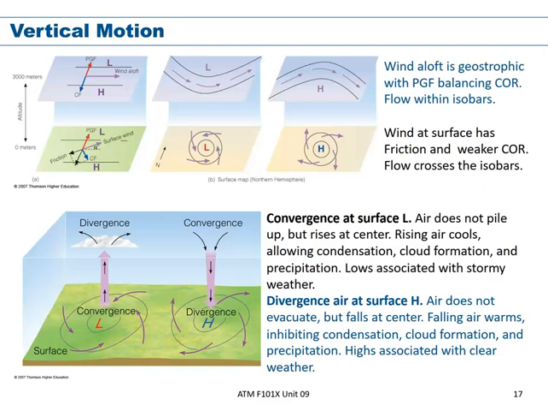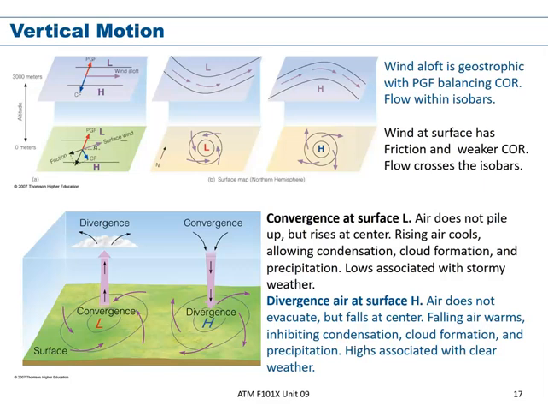Descending air warms due to adiabatic compression. Thus, condensation does not occur and clouds do not form. Highs are associated with clear skies. Conversely, rising air cools due to adiabatic expansion. Thus, condensation can occur and clouds can form and precipitation can fall. Lows are associated with cloudy skies and rainy or snowy weather.